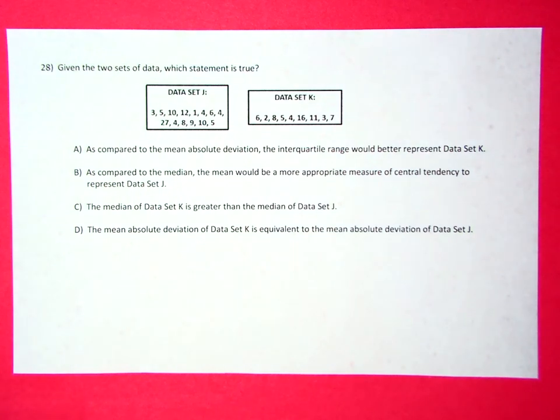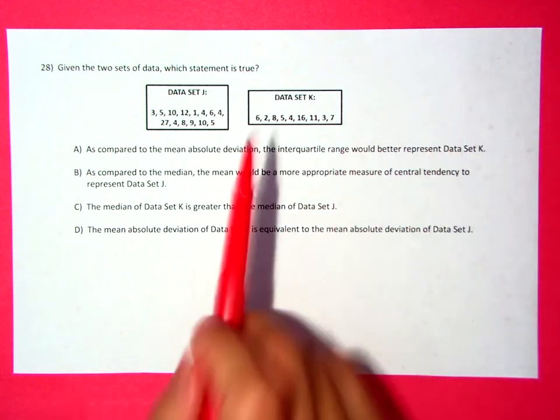On number 28, it says, given the two sets of data, which statement is true? It says, as compared to the mean absolute deviation, the interquartile range would better represent data set K. If they're suggesting that interquartile range is better than mean absolute deviation for a measure of variation, then they're suggesting that there may have been what we would call an outlier, a number that just does not fit the data. So let's look at data set K.